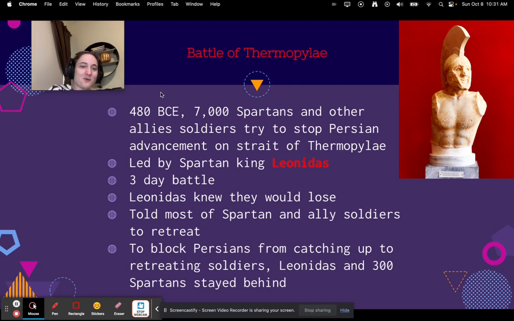So this takes place in 480 BCE. There are 7,000 Spartans and other ally soldiers who try to stop the Persian advancement at the Strait of Thermopylae. They are all led by the Spartan king. His name is Leonidas. Here is a statue of him. It is a 3-day battle. Leonidas knew that he was going to lose. He told most of the Spartan and ally soldiers just to retreat, and to block the Persians from catching up to the retreating soldiers.